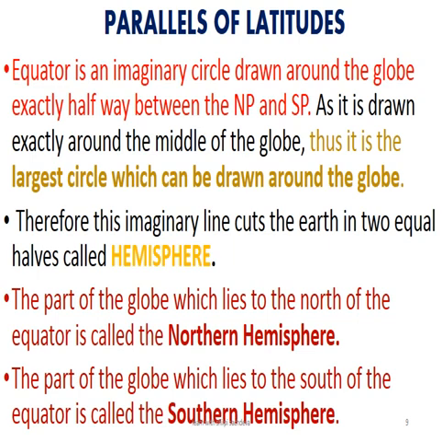The part of the globe which lies to the north of the equator is called northern hemisphere, and the part of the globe which lies to the south of the equator is southern hemisphere.